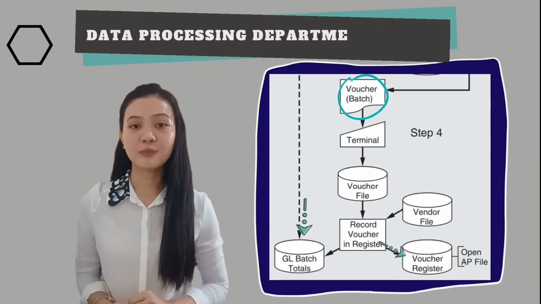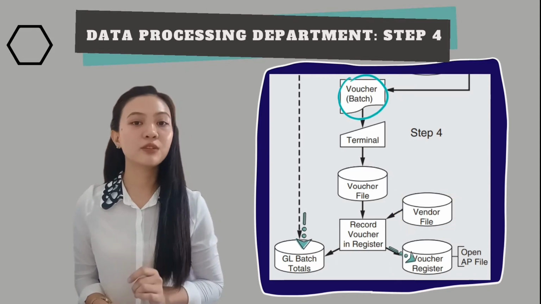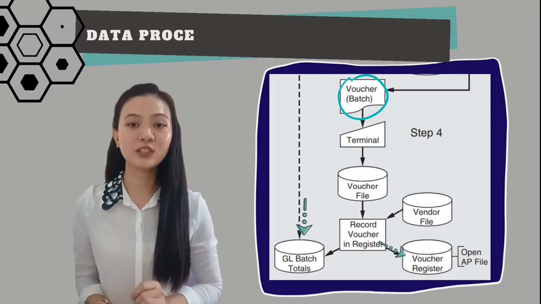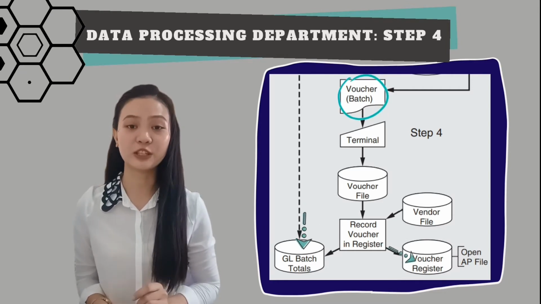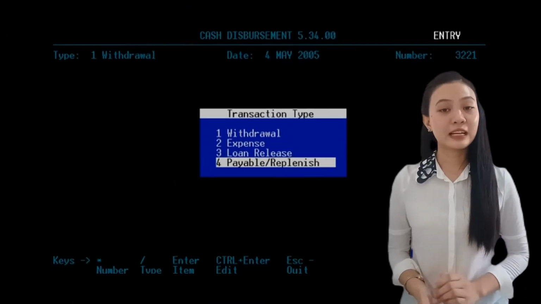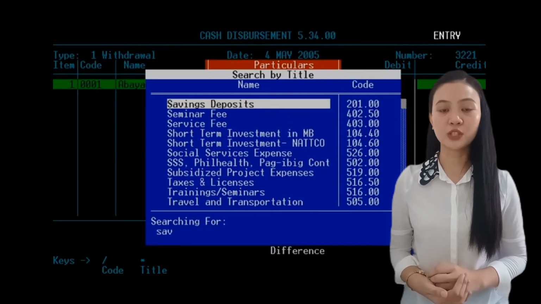A batch program validates the voucher records against the valid vendor file, adds them to the voucher register, and prepares batch totals for posting to the accounts payable control account in the general ledger. Now, let's take a look at the data processing cash disbursement system column in the flowchart.